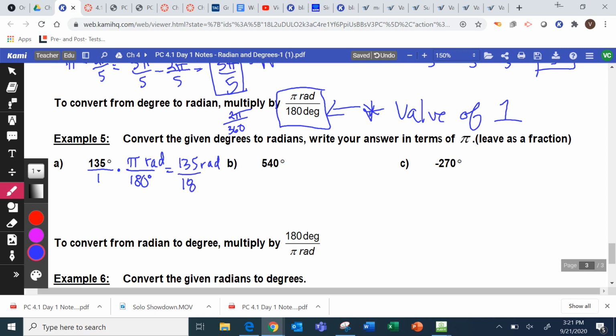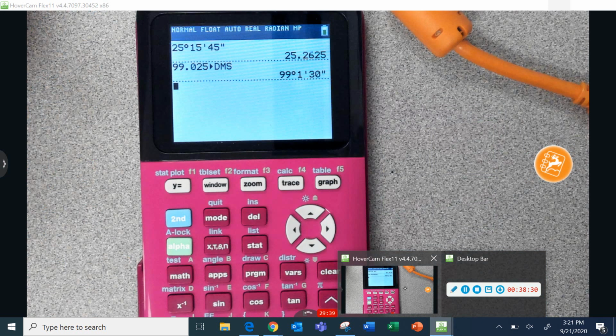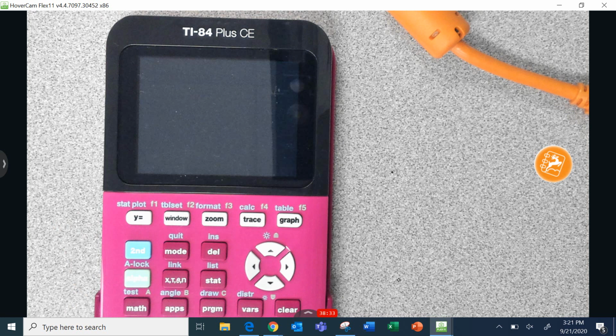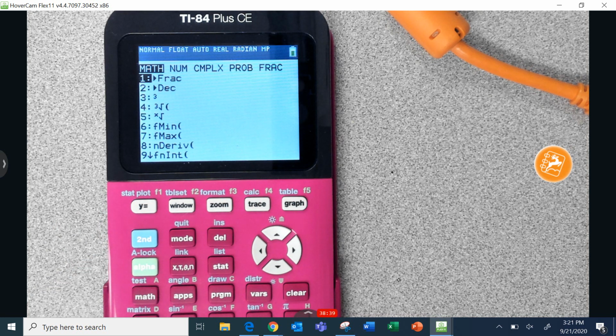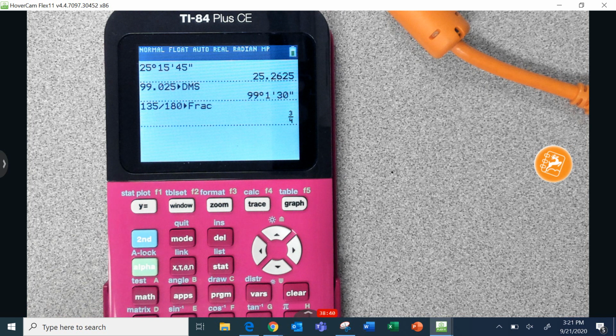over 180. Now what happened to the degree symbols is one was on top, one was on the bottom, so they canceled each other out. To reduce this, you can reduce that by hand. I am using my calculator. I'm dividing 135 by 180. I'll show you real fast. I'm just dividing 135 by 180, and I do math, enter, enter, and it reduces it for you.